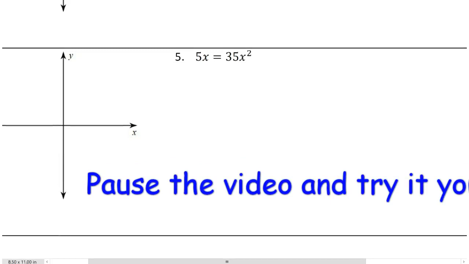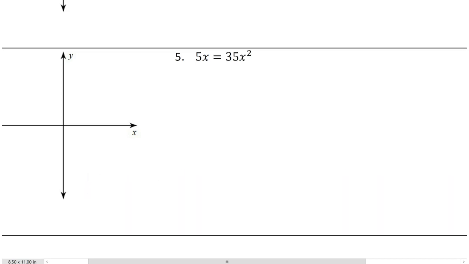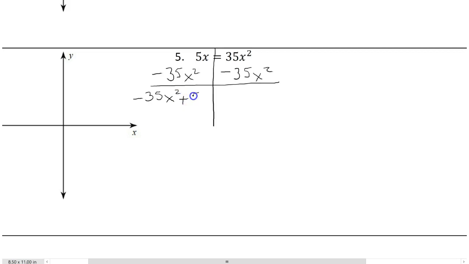Now pause the video again and try the last example yourself. Now that you have tried it, check your work. Once again, make the right side of the equation 0. Thus we have negative 35x squared plus 5x equals 0.